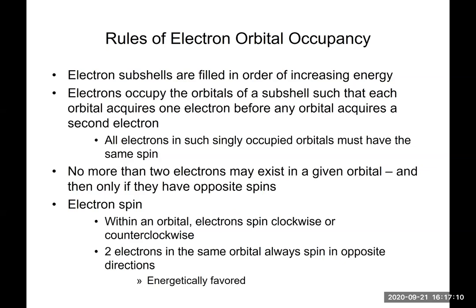There are rules associated with electron orbital occupancy. The electron subshells are filled in order of increasing energy. So we start at the lowest energy and then we work towards the highest energy. The electrons occupy the orbitals of a subshell such that each orbital acquires 1 electron before we start pairing any of them up. There are no more than 2 electrons in a given orbital. So 2 electrons, remember, is the max per orbital. And then only if they have opposite spins, and we'll be showing those opposite spins by showing an electron that has an arrow up and an arrow down.